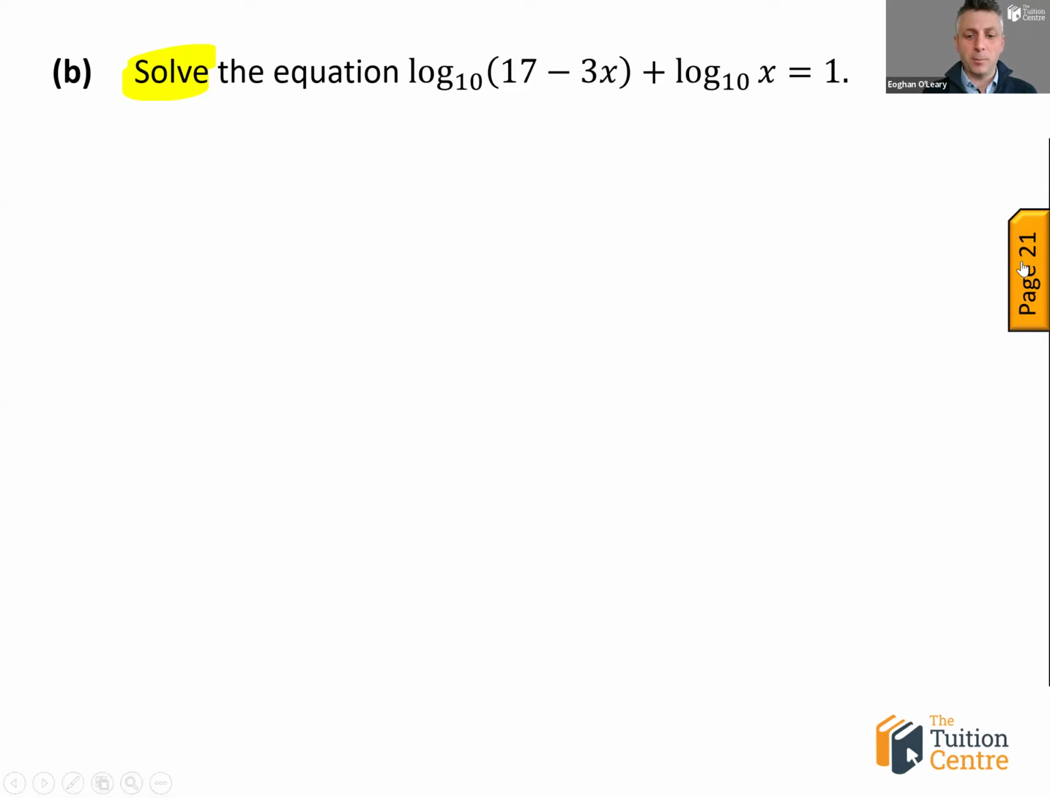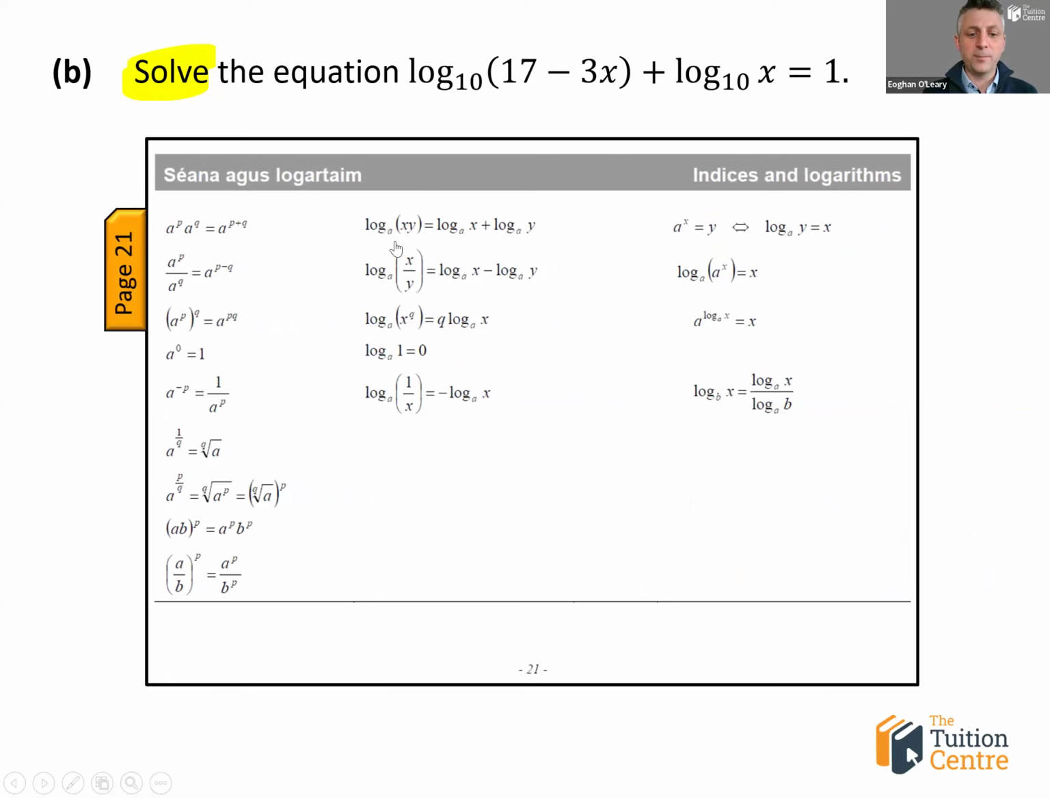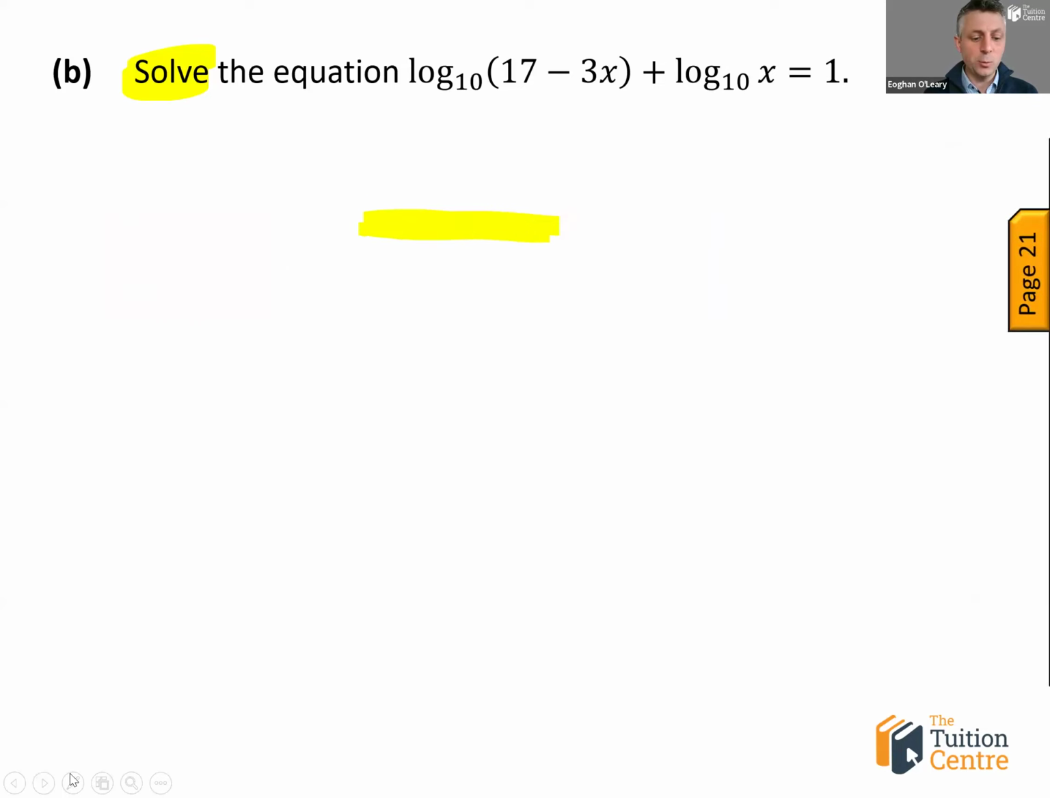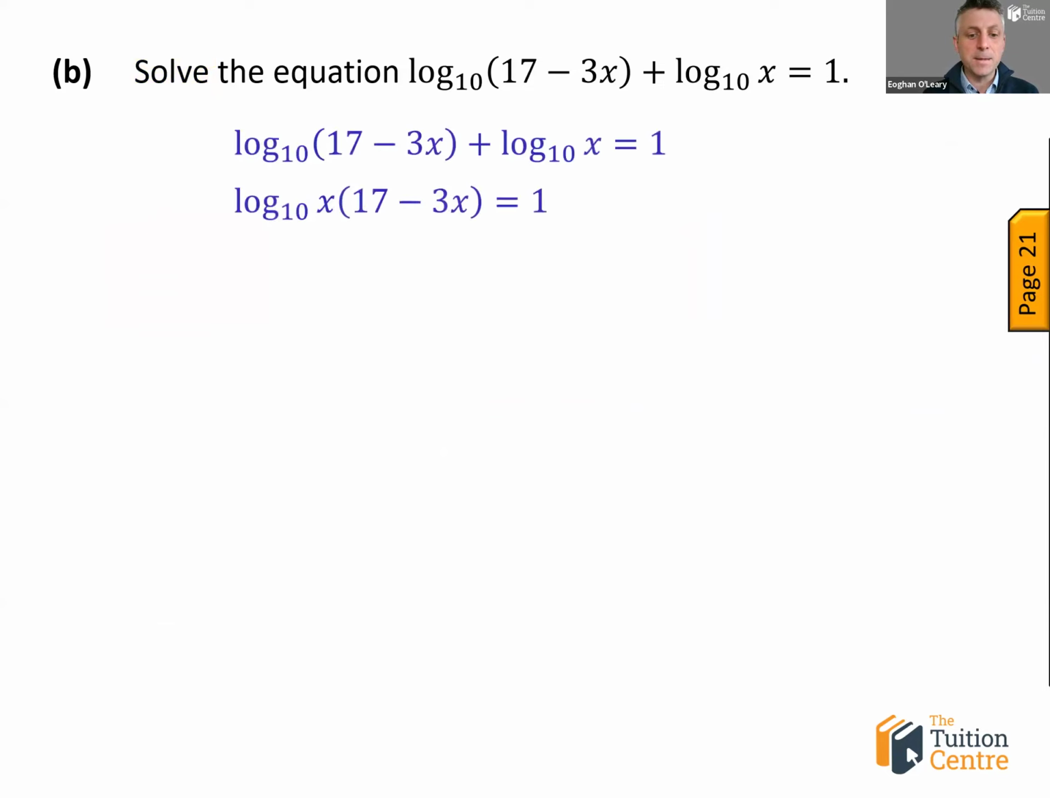So again, we look at our page 21. This time, it certainly does look like I'm going to use rule 1 here at the start. So I can say to myself that because I'm adding together 2 logarithms with the same base, I can add them together to get 1 logarithm, and I multiply the 2 powers together. So I get x times 17 minus 3x. So log x times 17 minus 3x to the base 10 is equal to 1.